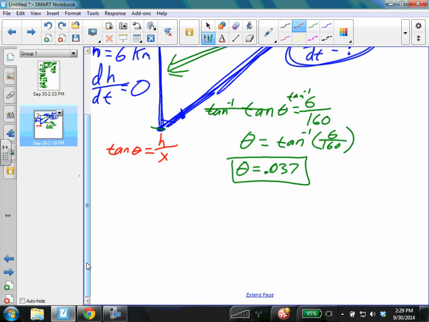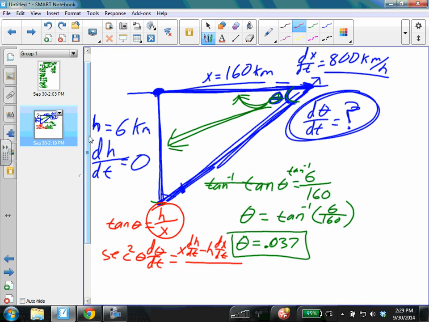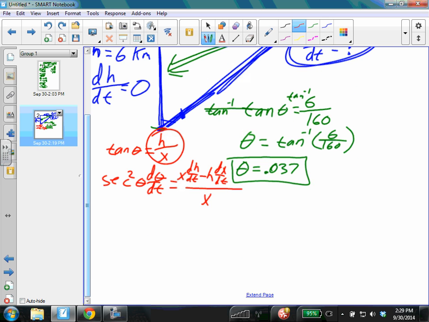What's the derivative of tangent theta? Secant squared theta, and then we need our change in theta with respect to time. It is equal to, now on this side, remember, we have to use the quotient rule. So it's low, d high, minus high, that's h, d low, so that's the change in x with respect to time, all over low squared, so x squared.